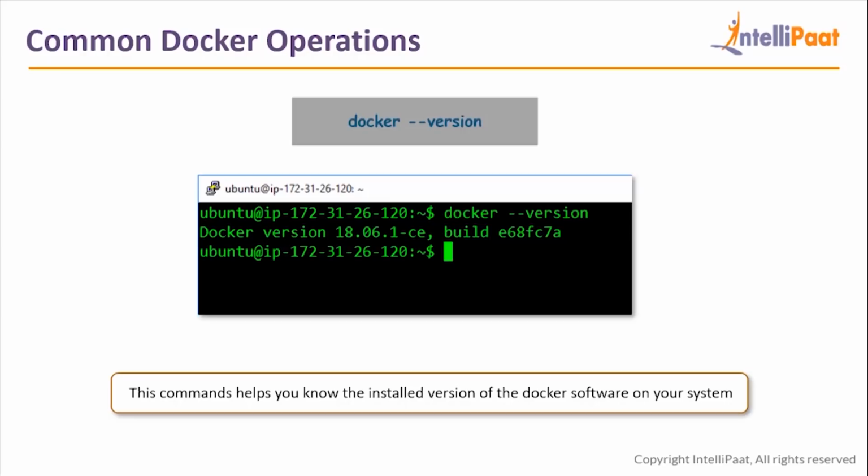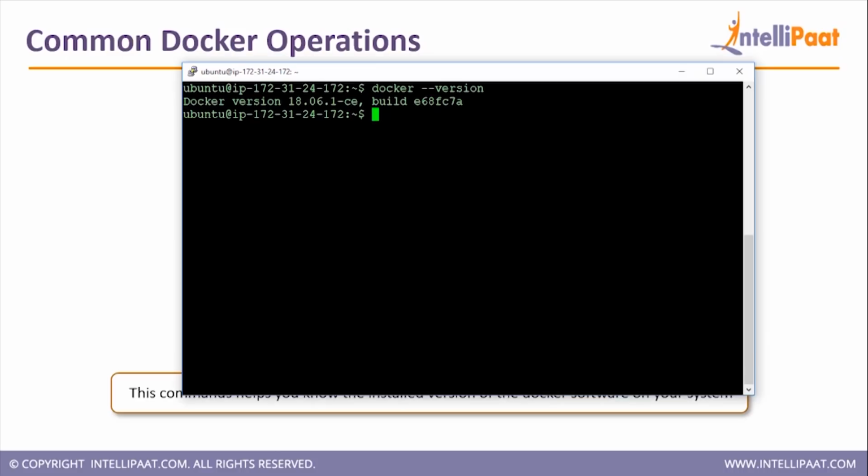All right. So this is the first command that we can try out when we are working on Docker. Whenever you want to find out what version of Docker you're working on, you can simply pass this command, docker version, and then you can get the version.